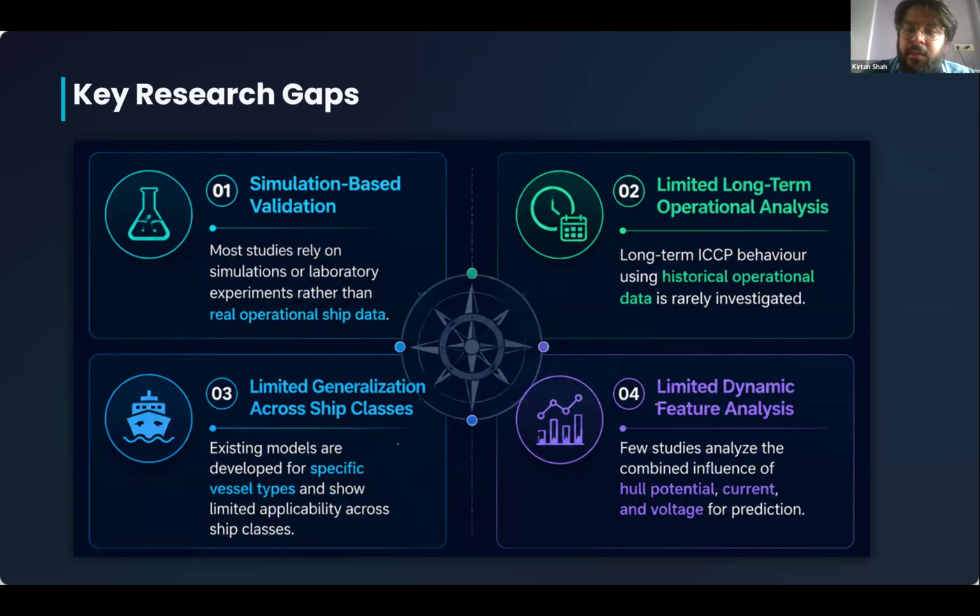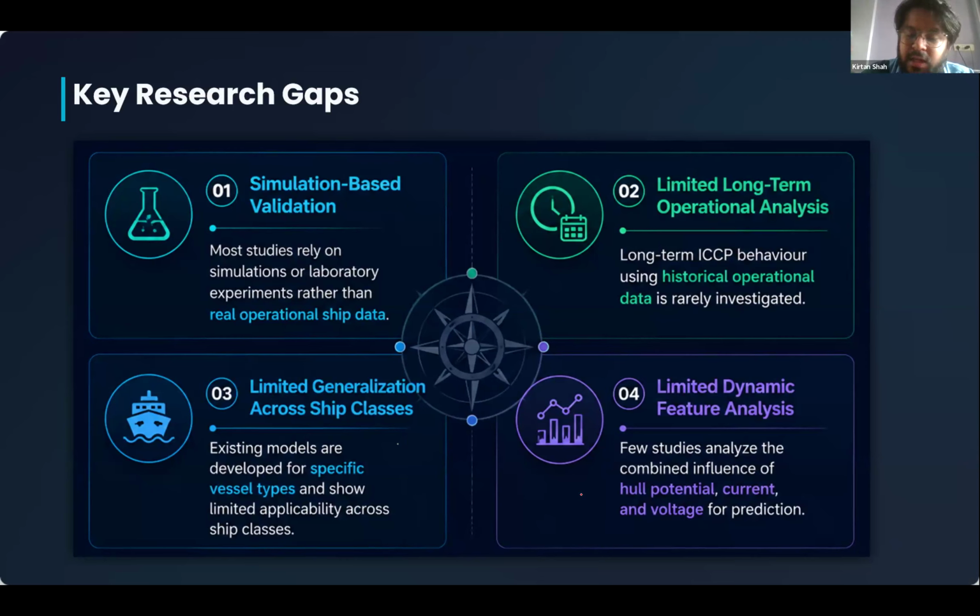The second is limited long-term operational analysis. So in the long term, ICCP behaves dynamically, so the pattern is very hard and very challenging to discover. So I've used 8 years of data for my prediction model. The third is limited generalization across ships.